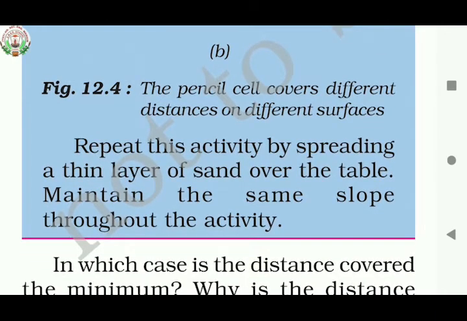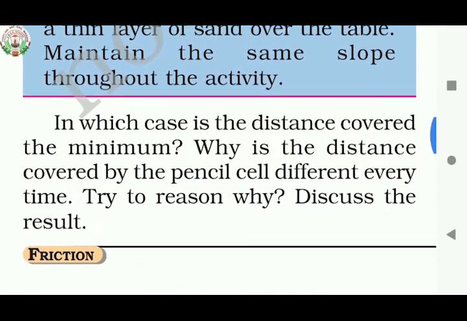Repeat this activity by spreading a thin layer of sand over the table. Maintain the same slope throughout the activity. So, 3 different cases are here. First one, inclined plane alone. The second case, a cloth is spread over the table, and in the third case, a thin layer of sand over the table. Can you say in which case is the distance covered the minimum?